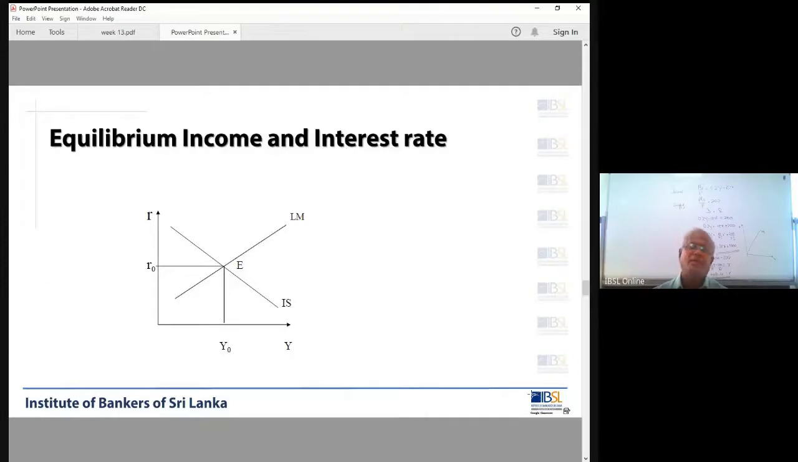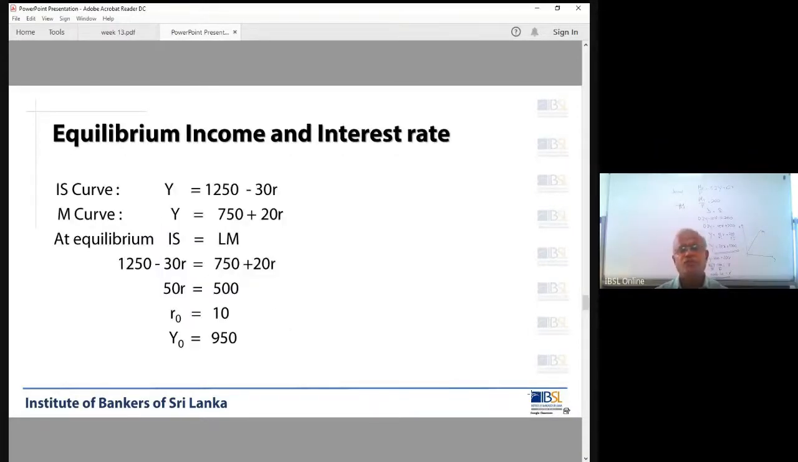So you can easily calculate. You have two equations: the IS curve, an equation of Y and R, and the LM curve, an equation of Y and R. Solve, and get the numbers Y and R, the equilibrium income and equilibrium interest rate. That's all.